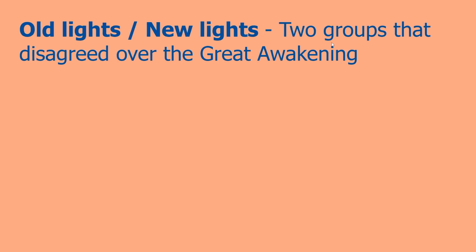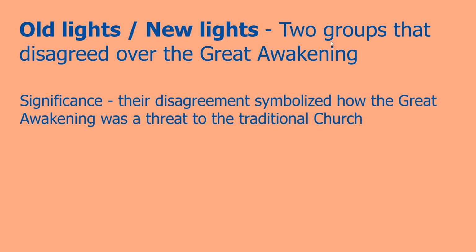Old Lights versus New Lights was a conflict between 2 groups that disagreed over the Great Awakening. The Old Lights obviously were the old traditionalists, and the New Lights were the people encapsulated by that Great Awakening thought. Their disagreement symbolized how the Great Awakening was a threat to the traditional church and how the church was modernizing into its own American way.